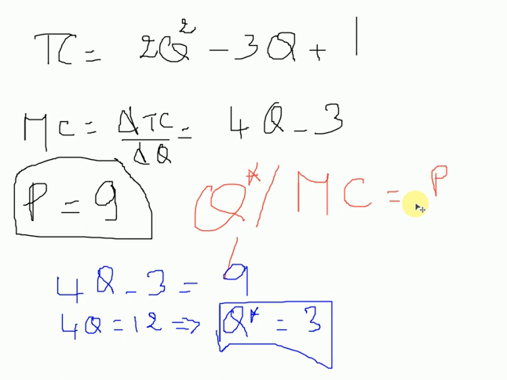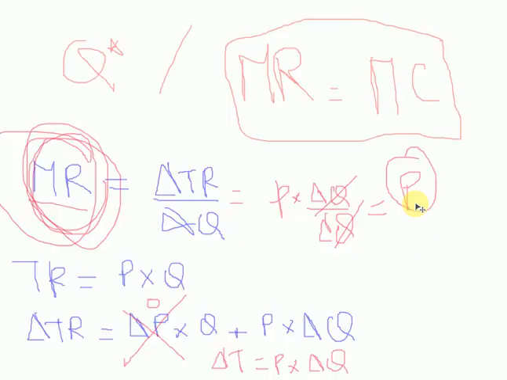Here we have applied the marginal principle. In a perfectly competitive market, the marginal principle indicates that the firm maximizes its profit by producing the quantity Q star where the marginal cost is equal to the market price. By applying the rule, we find that our firm must produce 3 units in order to maximize its profit.